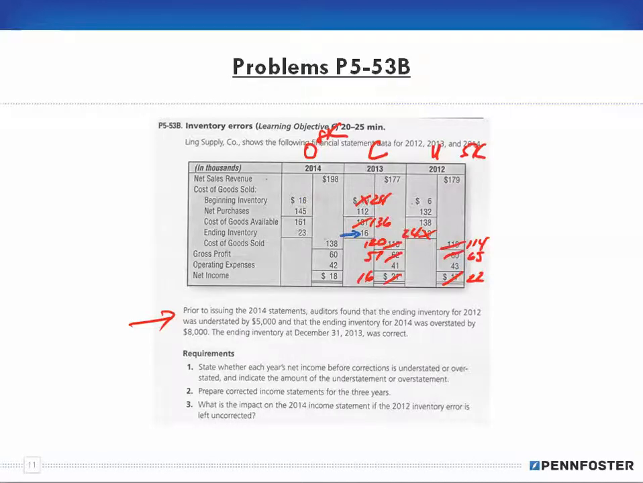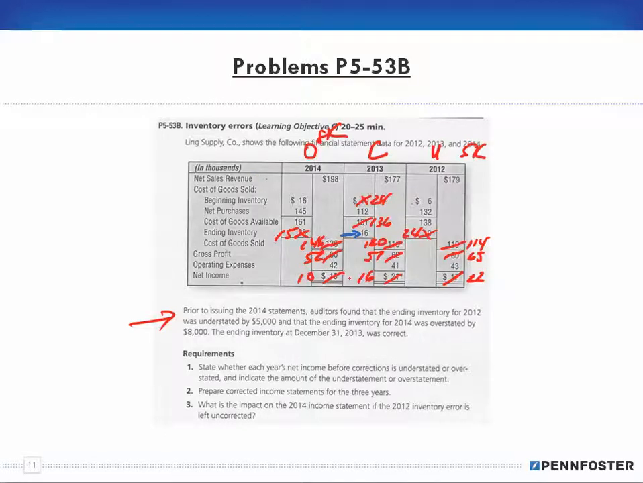Now, in 2014, if our inventory is overstated, so we don't have 23,000, it's overstated, so we only have 15,000 in inventory, which then changes all of the numbers again. So this is 146. My gross profit becomes 52, and my net income becomes 10 because I'm overstated in my inventory. Right? So those would be all of the changes that I would make, and I would reproduce the new financial statements using the new numbers.